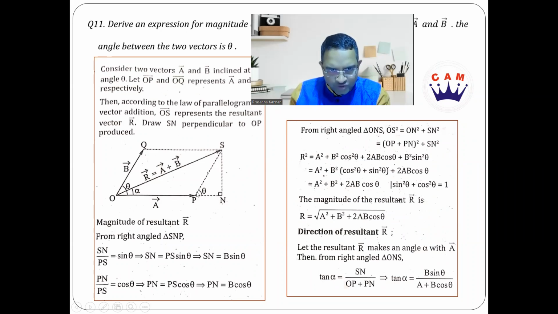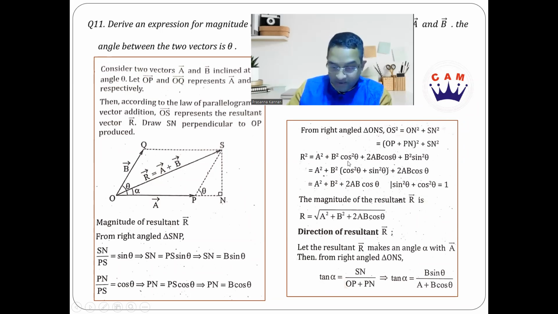ON can further be written as OP plus PN, whole square. OP is nothing but your A, and PN is nothing but what we just got, B cos theta. So now this will be (A plus B cos theta) whole square plus (B sin theta) whole square. That will be A square plus B square cos square theta plus 2AB cos theta, A plus B whole square formula, plus B square sin square theta.